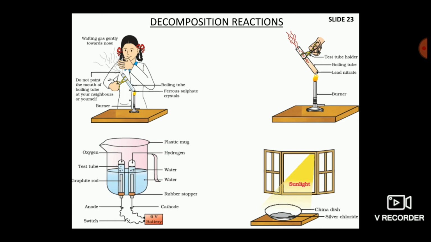Second figure depicts thermal decomposition of crystals of lead nitrate. On thermal decomposition of crystals of lead nitrate, apart from the formation of black colored lead 2 oxide and colorless oxygen gas, reddish brown nitrogen dioxide fumes are also emitted.